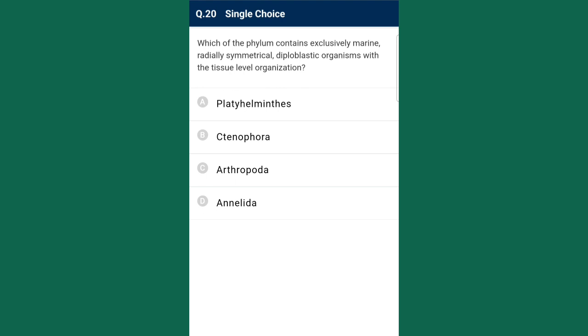Question number 20. Which of the phyla contains exclusively marine, radially symmetrical, diploblastic organisms with tissue level organization? Members of phylum Ctenophora, commonly known as sea walnuts or comb jellies, are exclusively marine, radially symmetrical, diploblastic organisms with tissue level organization. The answer is option B, Ctenophora.